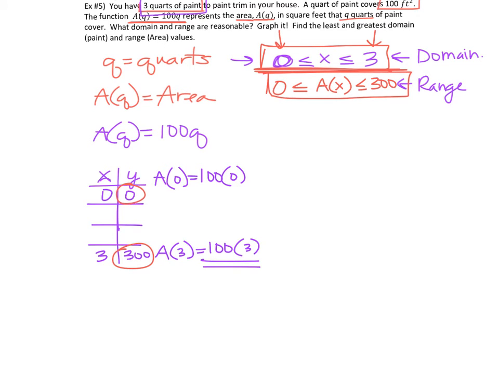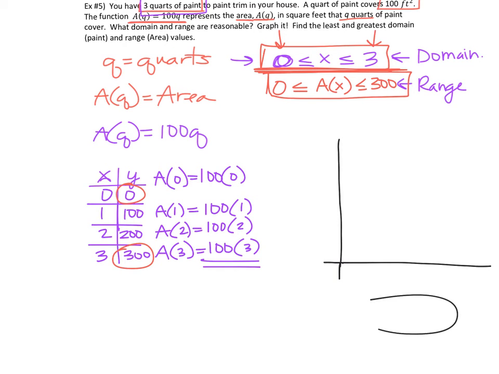Then it asks you to graph it. So we're going to plot a couple more points. We're going to plot 1 and 2 just to see where our graph is going to go. So if I plug in 1, a of 1 is what? 100 times 1, so it's 100. Okay? If I plug in 2, a of 2 is 100 times 2, which is 200. Okay? So we're going to graph it. You guys are really good at this by now.